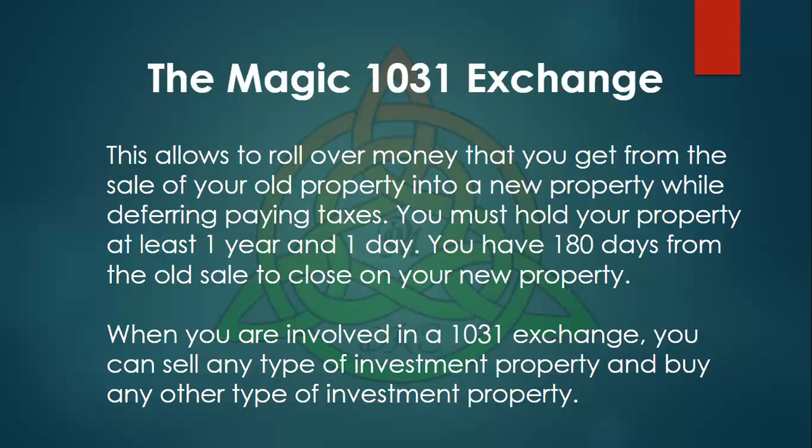Now, some of the requirements, at least the most important that you need to know: you must hold the property at least 1 year and 1 day. And from that point, when you sell your old property, you have about 180 days from the old sale of that property to close on your new property. Also, you have about 45 days to provide a list of the properties that you're considering, because this goes to another person who is going to approve that property for the exchange.